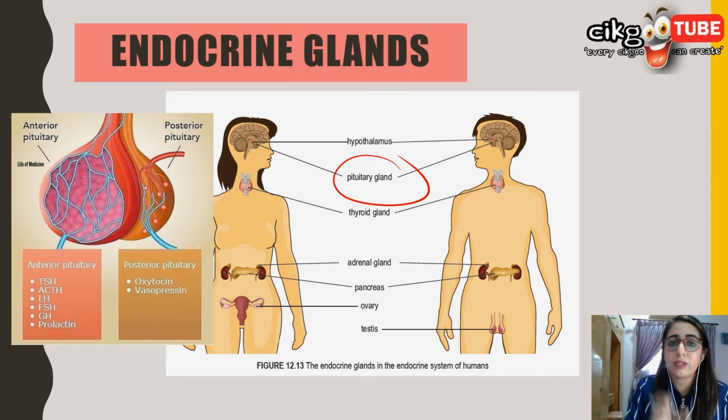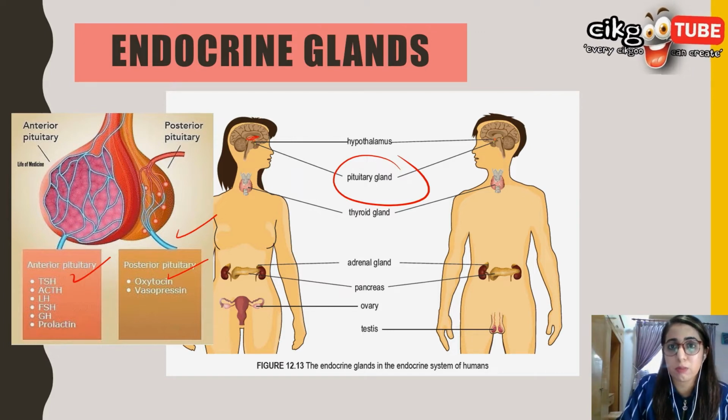Now, the pituitary gland sits just below the hypothalamus. So this is the hypothalamus, and just below it is the pituitary gland. It has two lobes: we have the anterior pituitary and the posterior pituitary. The anterior pituitary gland is said to be the true endocrine gland.